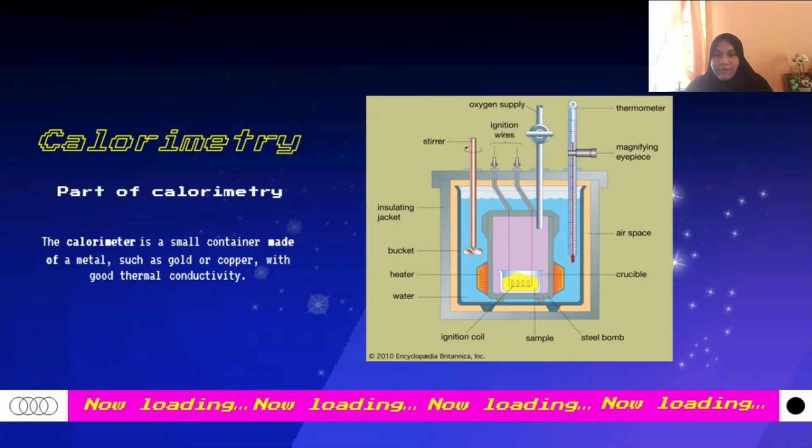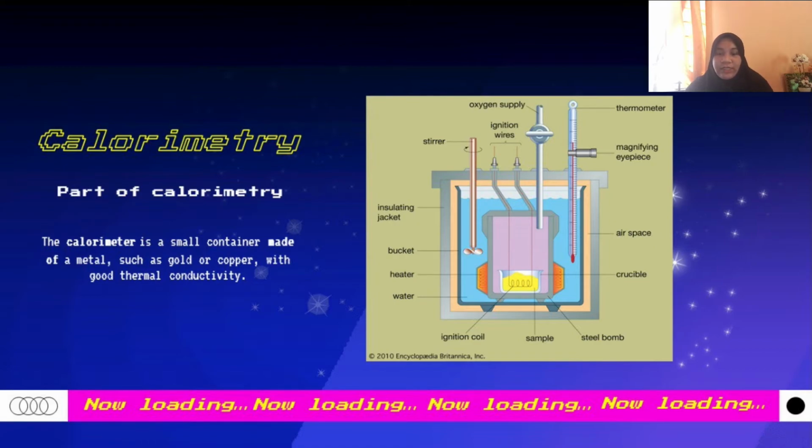So, basically from the diagram, we can see the parts of the calorimeter: we have a stirrer, oxygen supply, ignition wires, thermometer, magnifying eyepiece, airspace, crucible, steel bomb, sample, ignition coil, water, heater, bucket, and also the insulating jacket. So, those are the parts of a calorimeter.